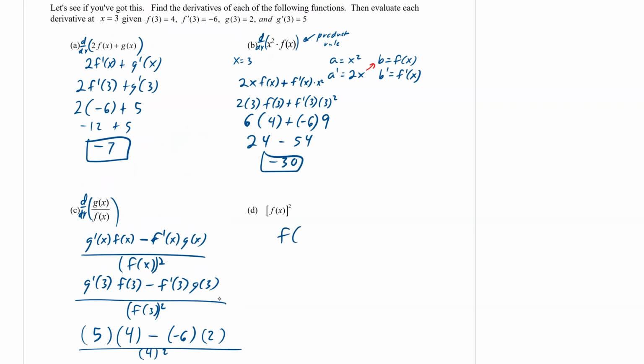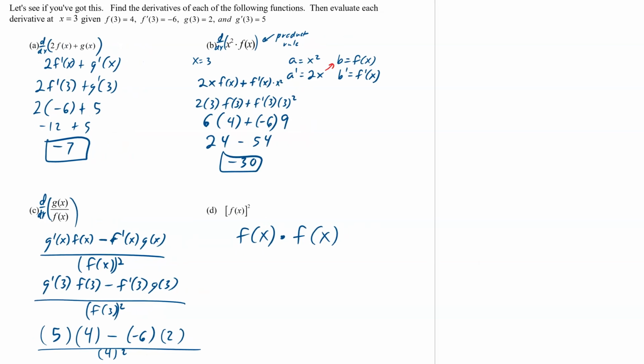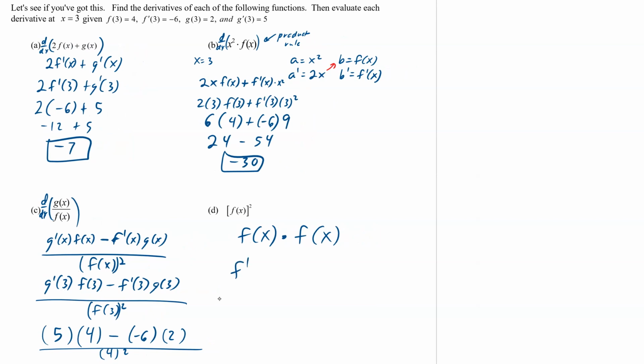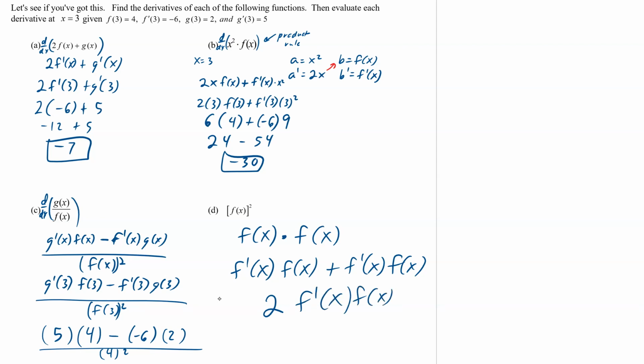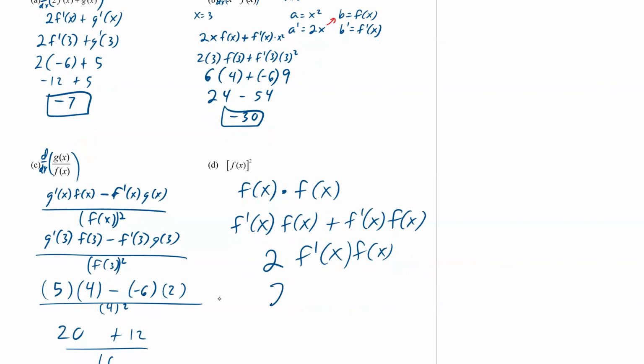Anytime you see a square, what you always want to remember is that it just means multiply whatever is in there by itself. So it is product rule. And so we're going to be getting f prime of x, f of x, plus f prime of x, f of x. So what it really just becomes is 2 f prime of x, f of x. And this is a little hint of what we're going into later. And it looks like this, which is called chain rule. And we'll get to that when we get to it. So now we just plug it in.